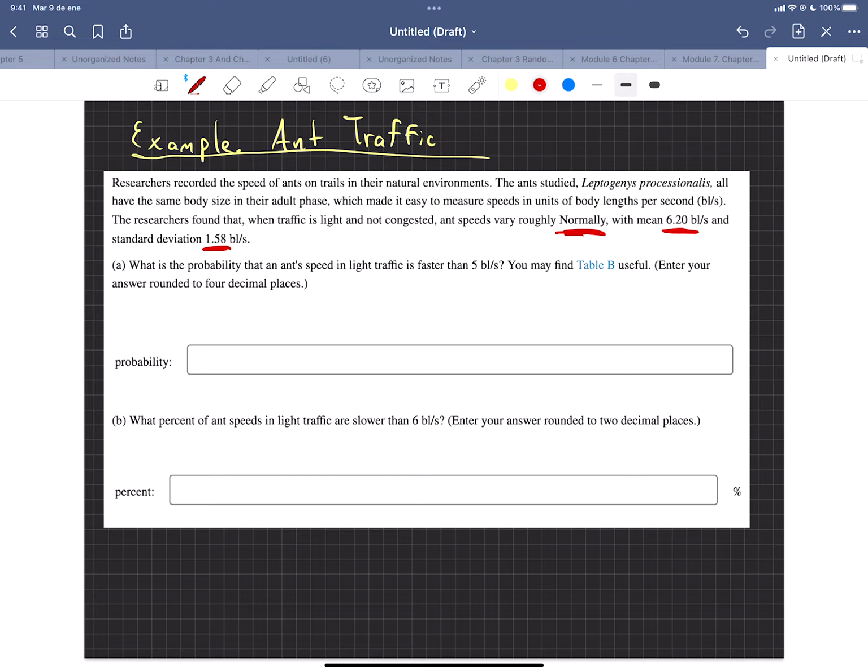What is the probability that an ant's speed in light traffic is faster than 5 lengths per second? All right, so notice here for part A, again, I'm going to do a sketch. We know this follows a normal distribution, so it must have this shape if we draw the density. The mean is exactly the value in the middle, that is 6.20 in this case.